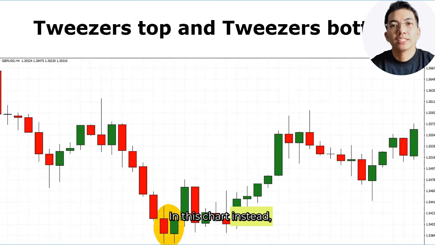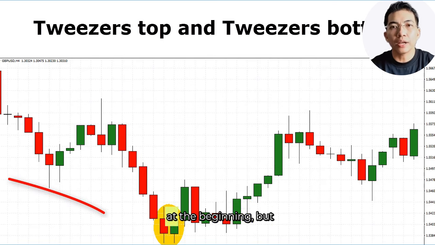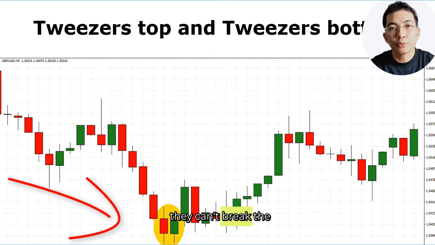In this chart instead, we have pound-dollar on a 4-hour chart. You can see that sellers are in control at the beginning, but they can't break the level that is formed by the two lows of the tweezer's bottom.